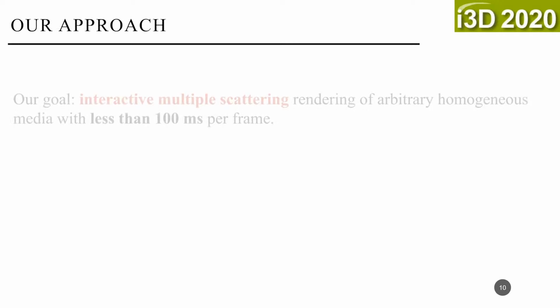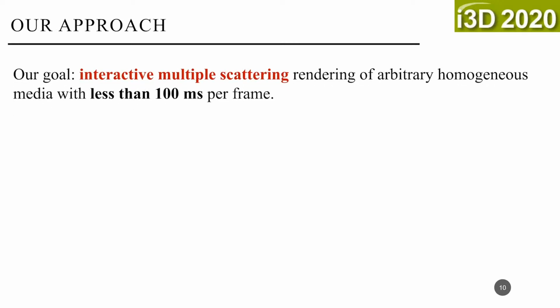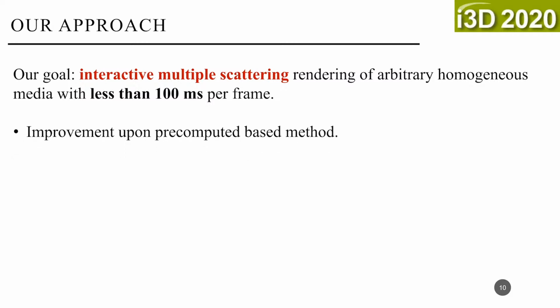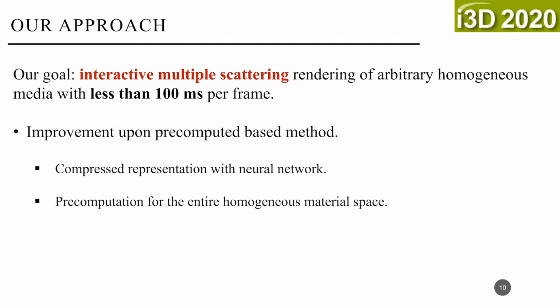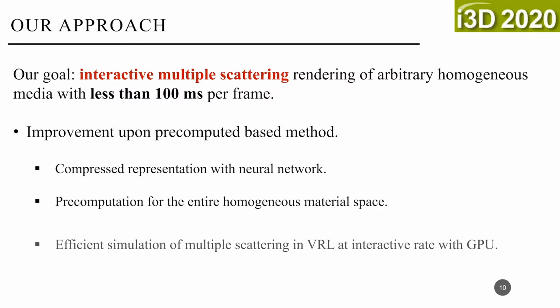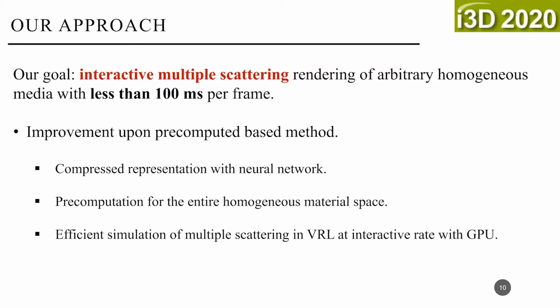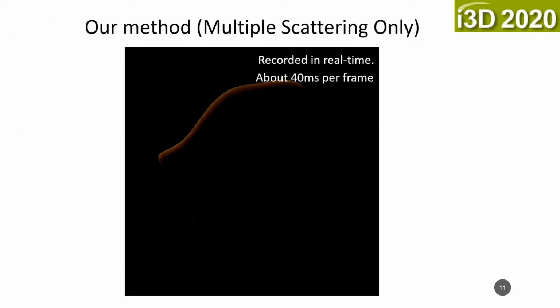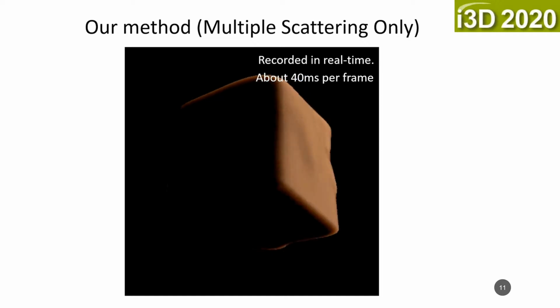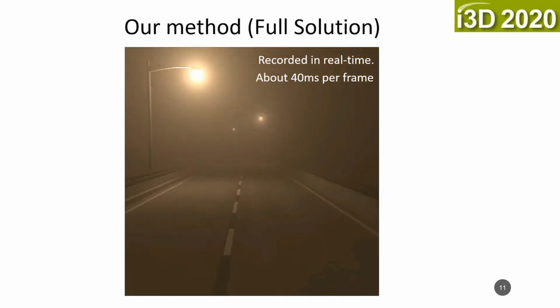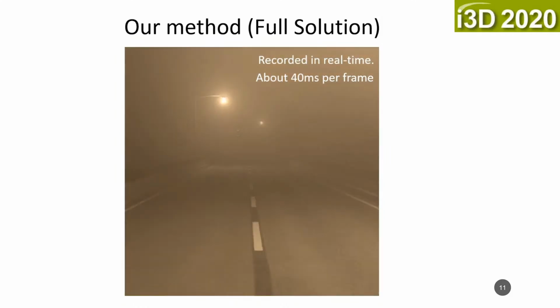Based on the above discussion, our goal is interactive multiple scattering rendering of arbitrary homogeneous media with less than 100 milliseconds per frame. To achieve this, our method relies on pre-computation. More specifically, our approach includes a compressed representation with a neural network, pre-computation for the entire homogeneous material space, and efficient simulation of multiple scattering in VRL at an interactive rate with GPU. Before showing our approach, we would like to show some final results first. In the video, we can see that our method can render multiple scattering at an interactive rate.